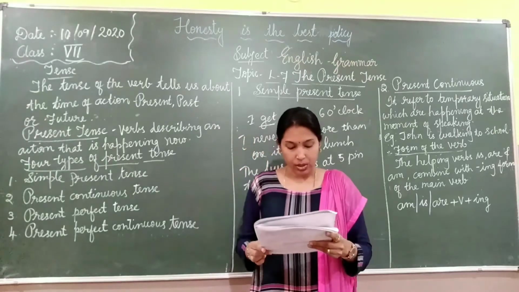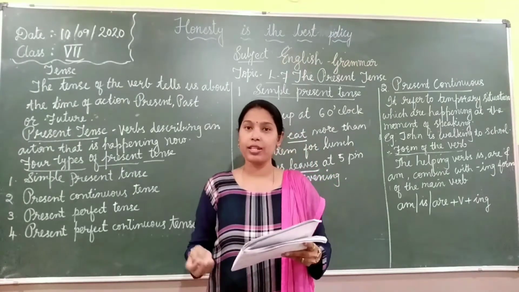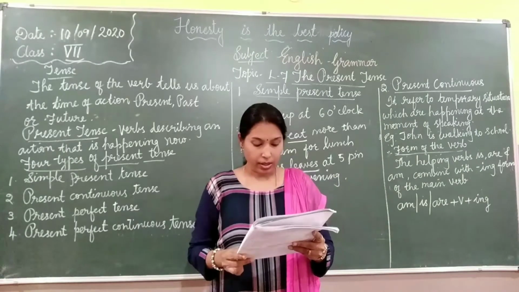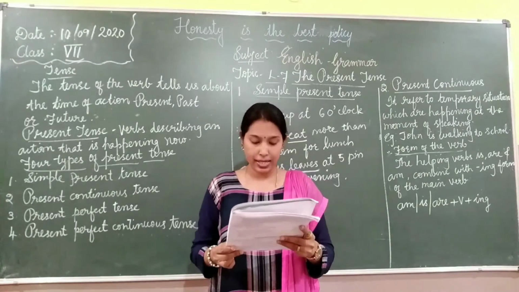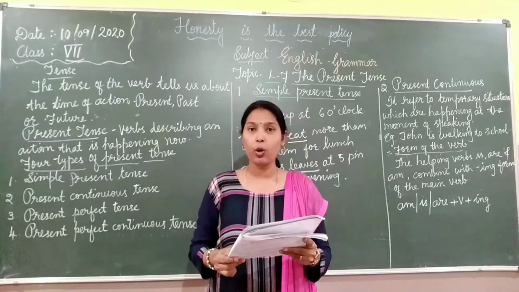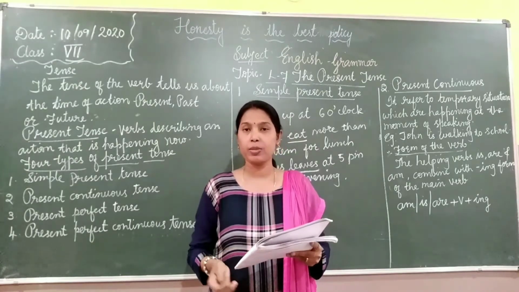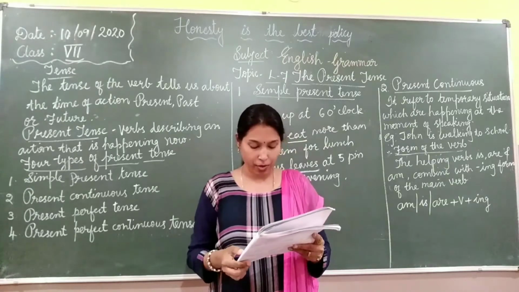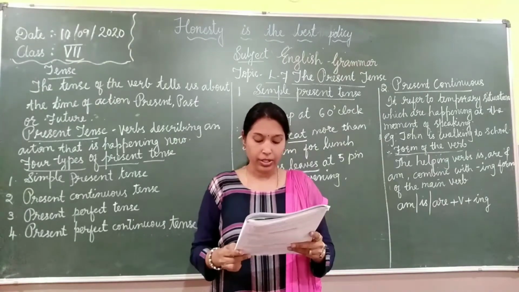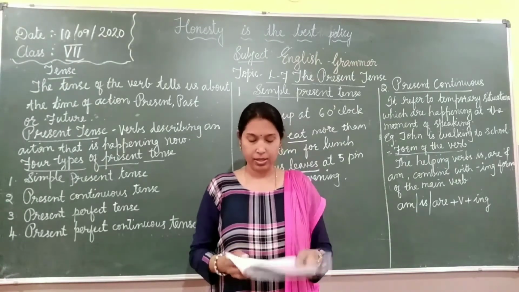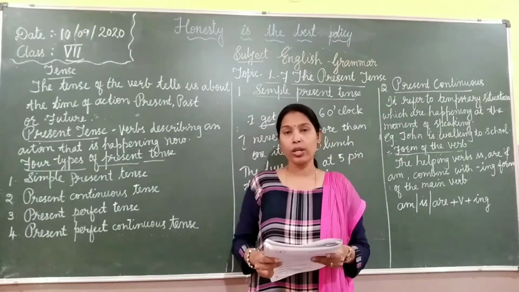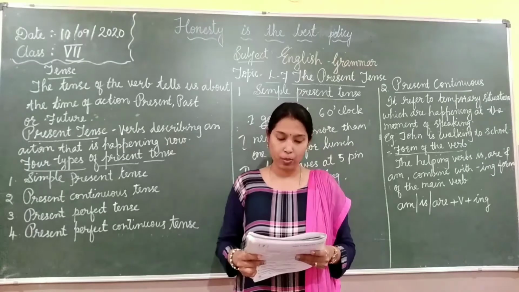Next, in running commentaries, we can use the simple present form. Next, in explanatory sentences beginning with here or there. Explanatory sentences that begin with here or there, there also you can use the simple present form of verb. For example, here come the ballet dancers. Okay. Next, simple present form of the verb. How can we form the simple present form of the verb?